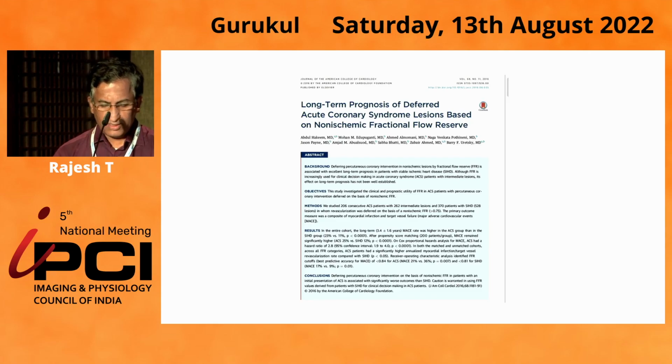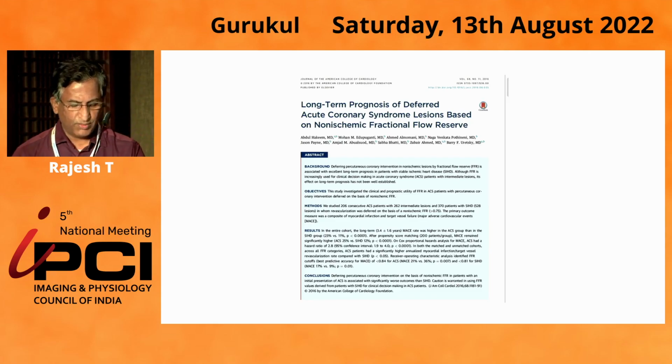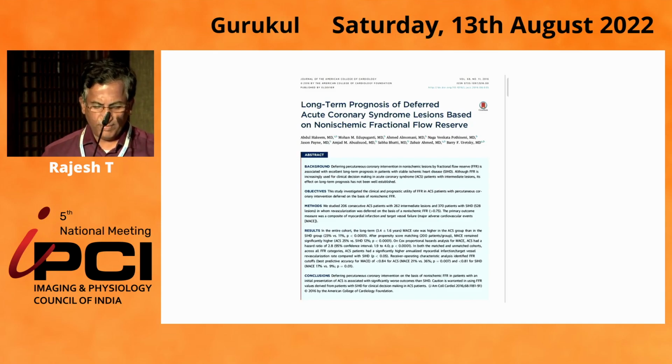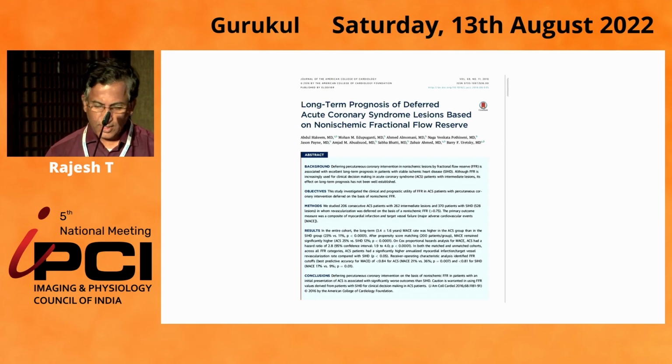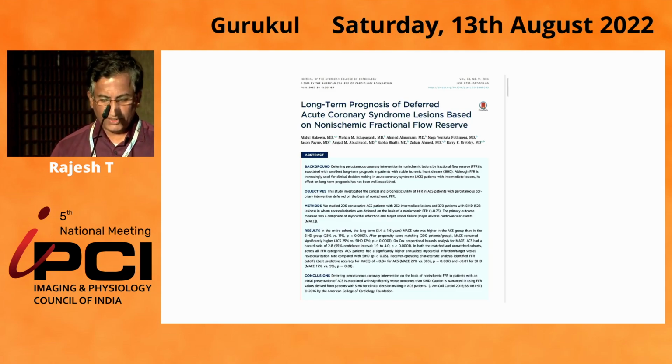What did they find? They compared this group of patients with patients who had presented with stable coronary artery disease. They found that deferring PCI on the basis of non-ischemic FFR in patients with the initial presentation of acute coronary syndrome is associated with significantly worse outcomes than patients with stable ischemic heart disease. So caution is warranted in using FFR values derived from patients with acute coronary syndromes for clinical decision making.